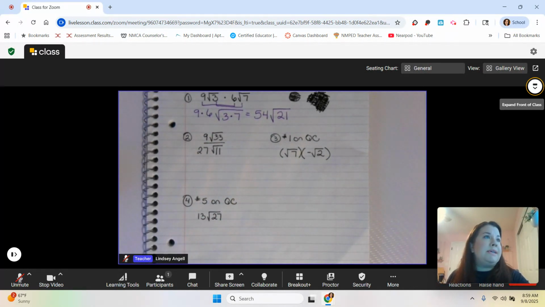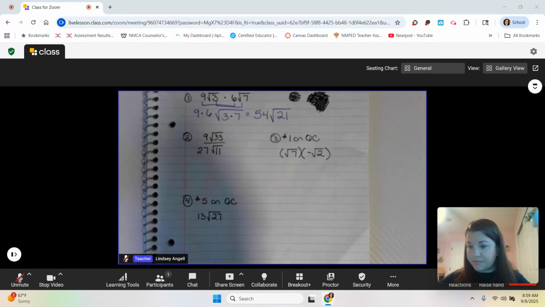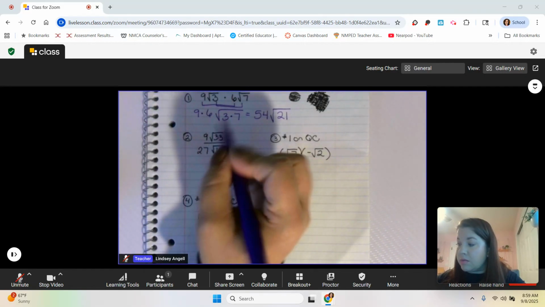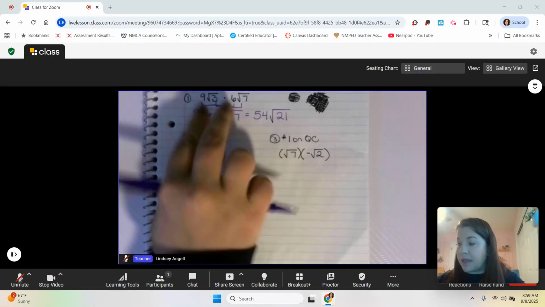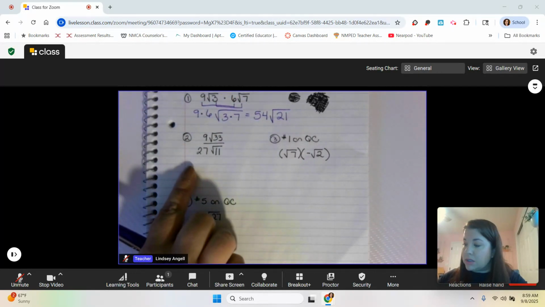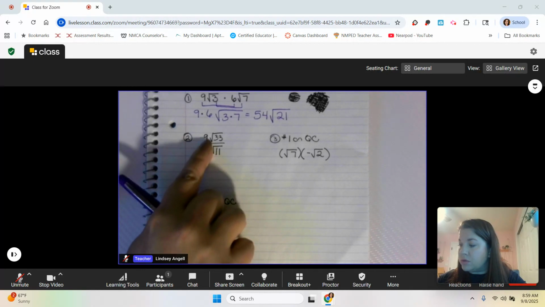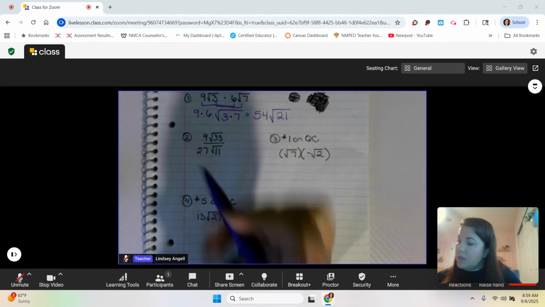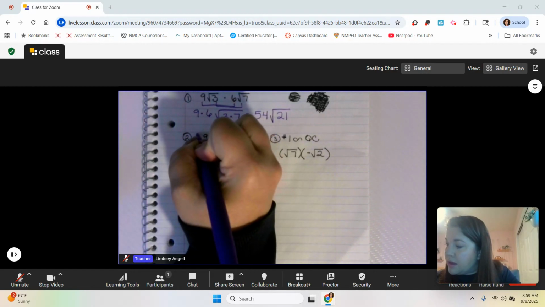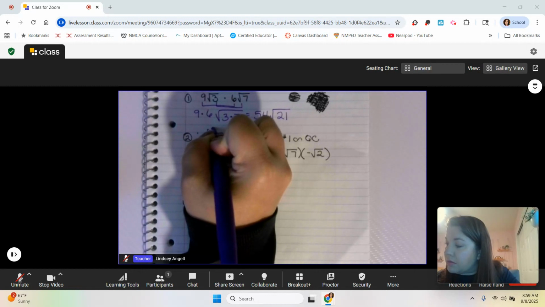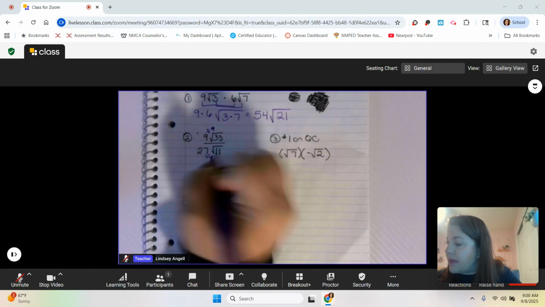With number 2, we have division. I think this is number 4 on your practice of this lesson. So I'm going to think about these separately, just like I did up here. I multiplied my coefficients and then I multiplied the radicands. So this time I'm going to do 9 over 27. Well, what is 9 over 27 reduced to? They can both be reduced by 9.